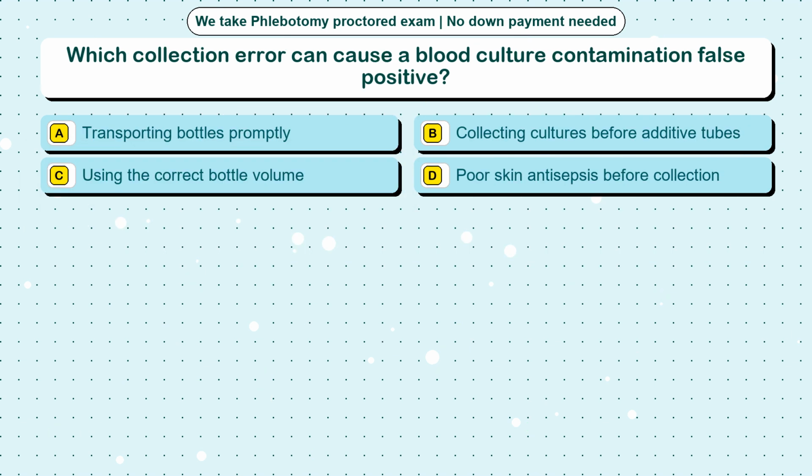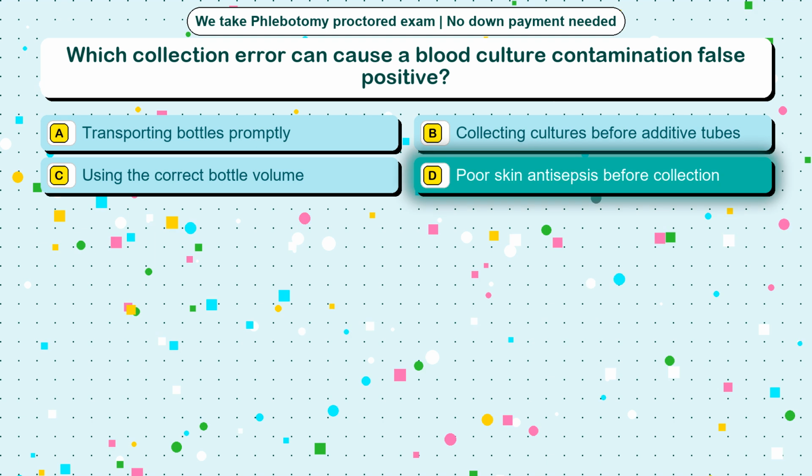Question 19. Which collection error can cause a blood culture contamination false positive? Option A, transporting bottles promptly. Option B, collecting cultures before additive tubes. Option C, using the correct bottle volume. Option D, poor skin antisepsis before collection.